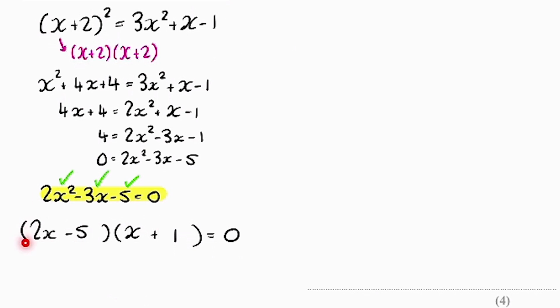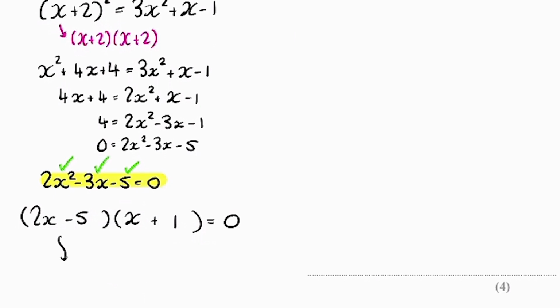So what we've got here is a product of two brackets equaling 0. And for two things multiplied together to equal 0, we know that at least one of the brackets has to be 0. So look at this bracket, we say, okay, let's imagine this bracket is the one that's 0. That will mean we've got 2x minus 5 equals 0. So if we rearrange that, add 5 to both sides and divide by 2, we'll get x equals 5 over 2.